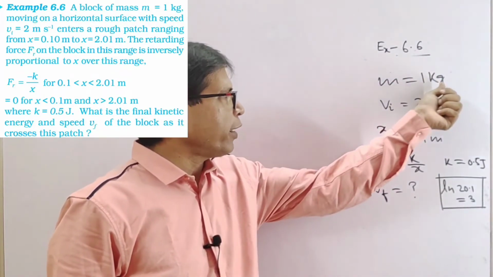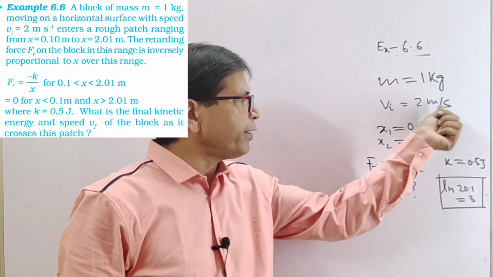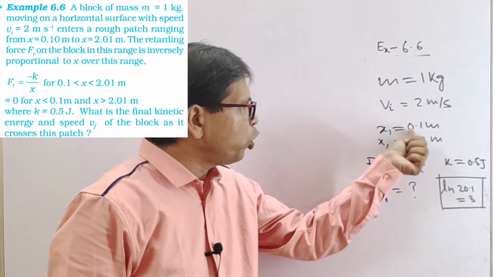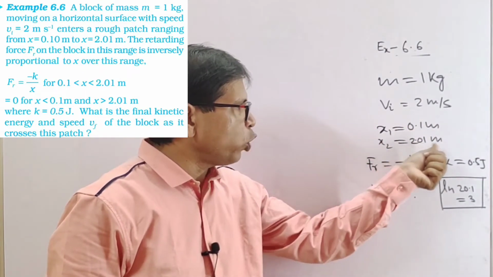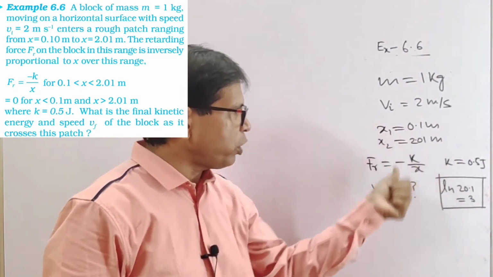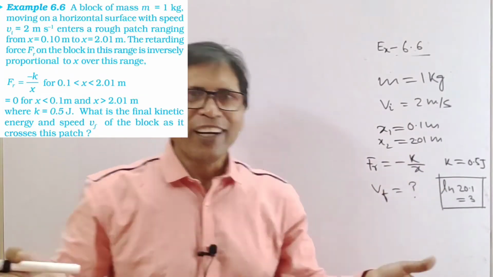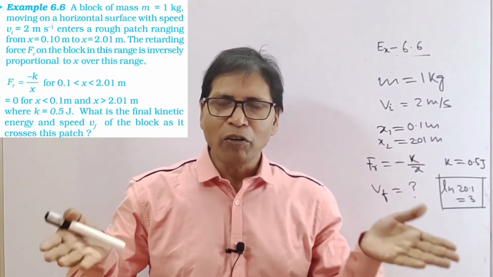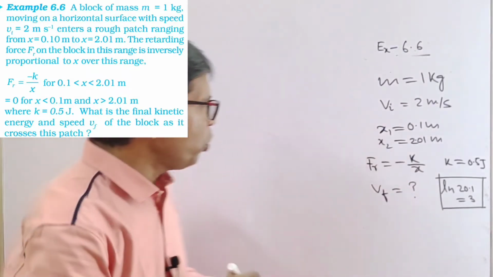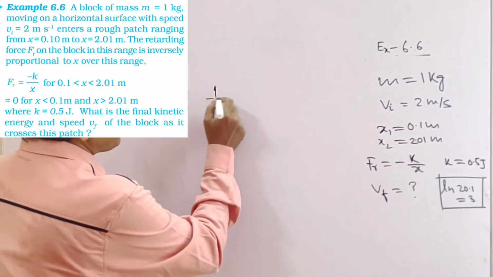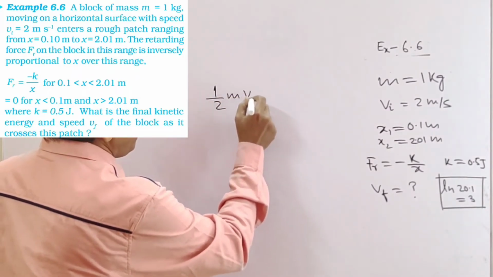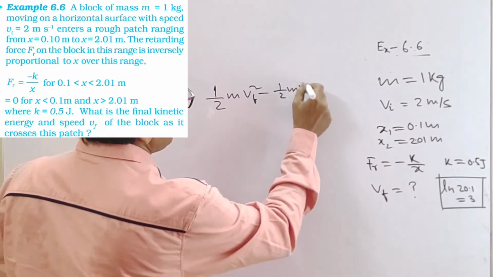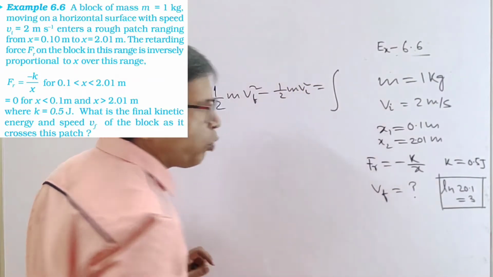Now NCERT example 6.6. A mass of 1 kg moves with velocity 2 meter per second and enters a rough surface ranging from 0.1 meter to 2.01 meter, and the resistive force is minus k by x. We have to calculate the final velocity. From the work energy theorem, we know that the change of kinetic energy, half m vf square minus half m vi square, equals the work done by the forces.